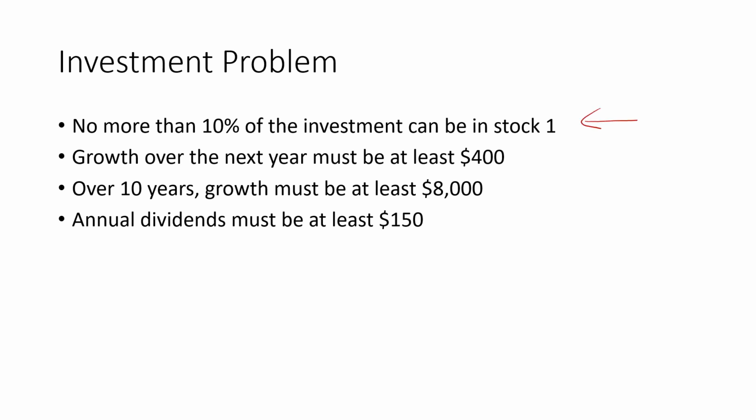4 different goals. No more than 10% of the investment can be in stock 1, for whatever reason. We need to get at least $400 in growth over the first year, at least $8,000 in growth over 10 years, and we want to get annual dividends of at least $150. That's our objectives. Those are the things we have to meet. So these are going to be our constraints.